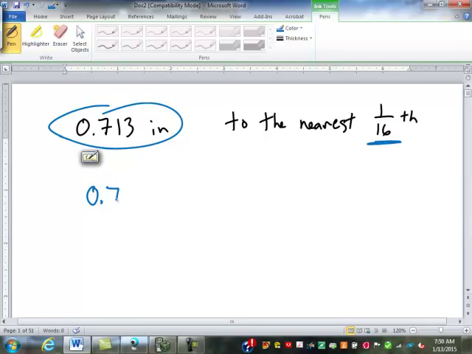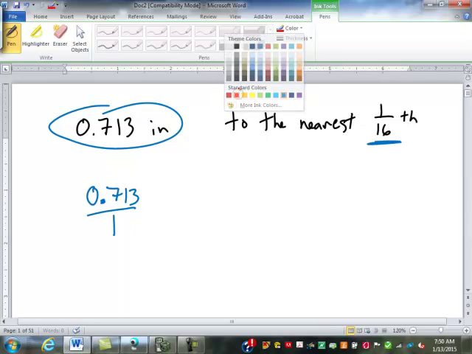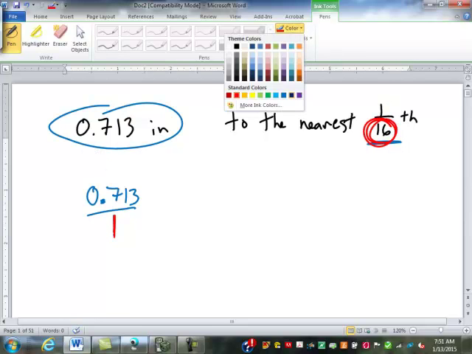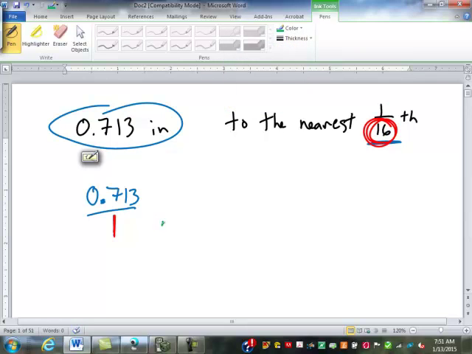Well, the easiest way to make anything into a fraction is simply put it over 1. So 0.713 becomes 0.713 over 1. Very important to keep that decimal point there for now. We haven't done anything with the decimal point. Right now, this is a fraction with a denominator of 1. We want it to have a denominator of 16. How do we turn it into a 16? Multiply by a 16.